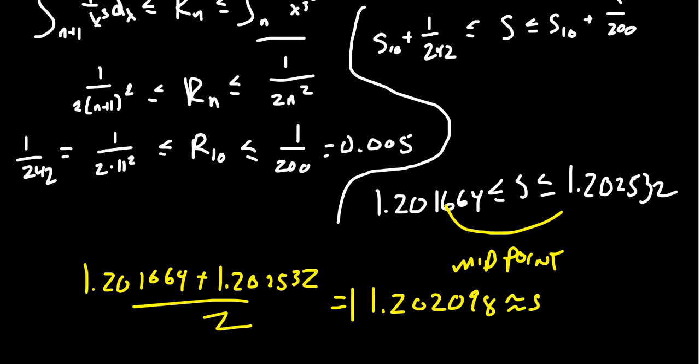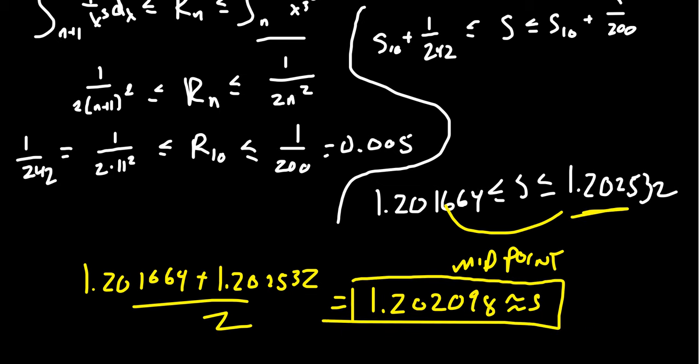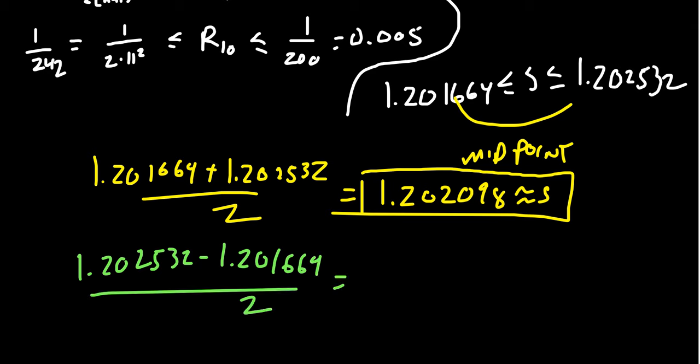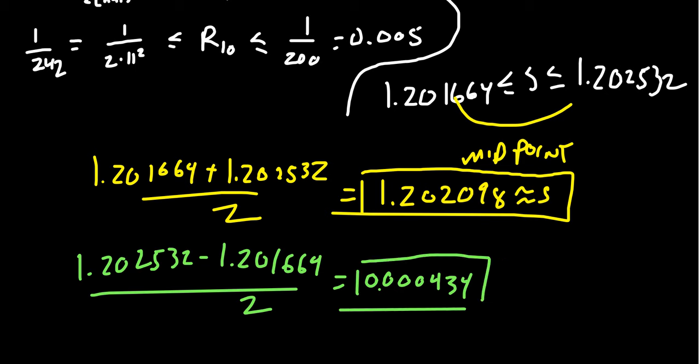Because we know that S can't be bigger than the number on the right, and it can't be smaller than the number on the left, if we take the midpoint, then worst case scenario, we're off by half the distance between those things. And what is half the distance between those things? If we take the bigger number, 1.202532, and subtract from it the smaller number, 1.201664, and divide that by 2, half the length of the interval, that gives us 0.000434. So this right here is our error, the worst that the error could be. This right here is our estimate.